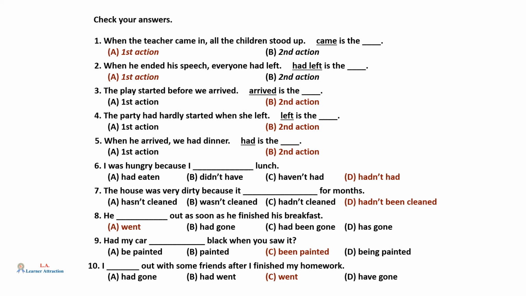Question 6. D. Hadn't had. I was hungry because I hadn't had lunch. Question 7. D. Hadn't been cleaned. The house was very dirty because it hadn't been cleaned for months. Question 8. A. Went. He went out as soon as he finished his breakfast. Question 9. C. Been painted. Had my car been painted black when you saw it? Question 10. C. Went. I went out with some friends after I finished my homework.